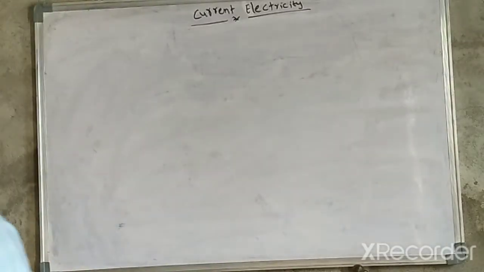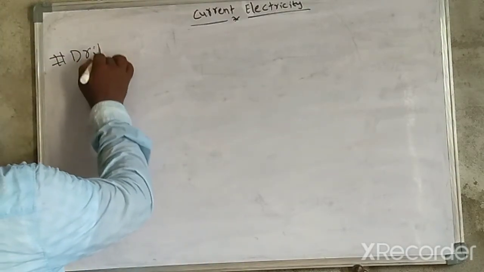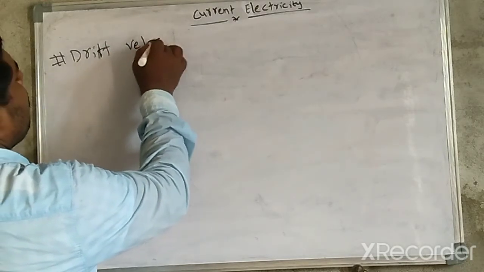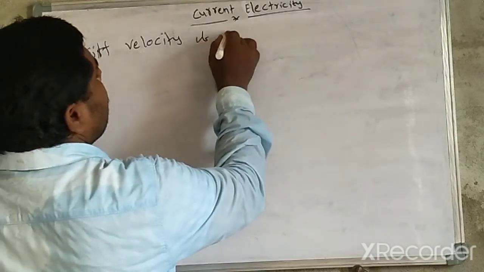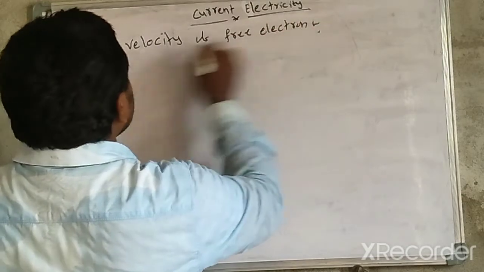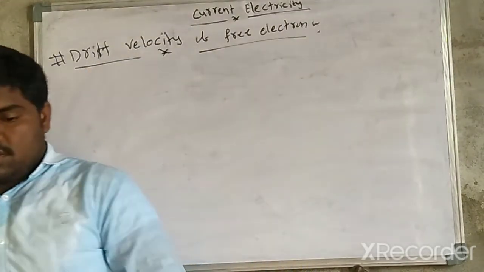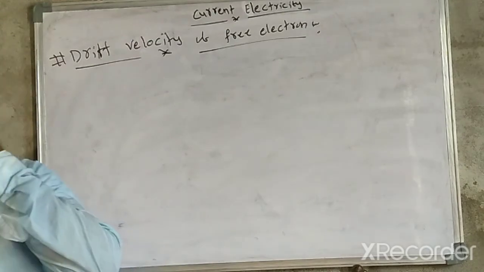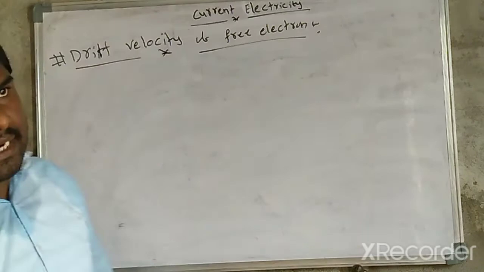So another important topic here: drift velocity of free electrons. This one is very important while preparing for entrance exams. So listen carefully everybody. Here I would like to take one conductor.